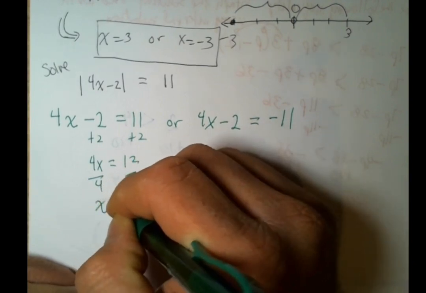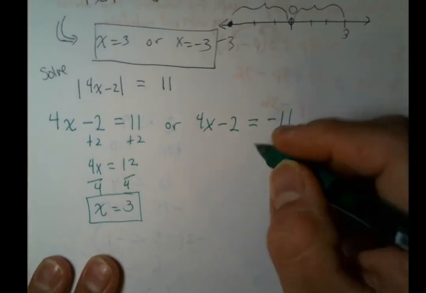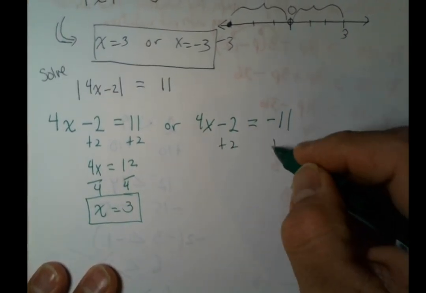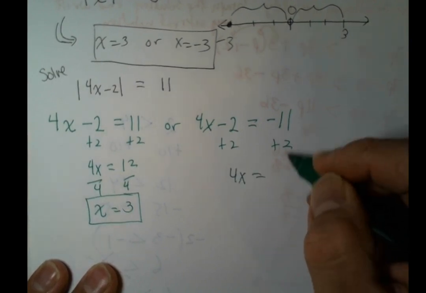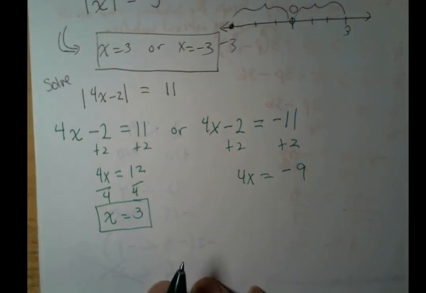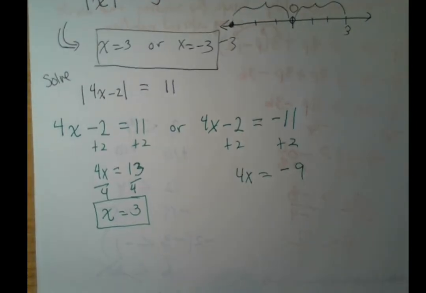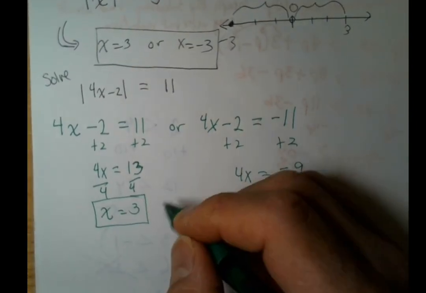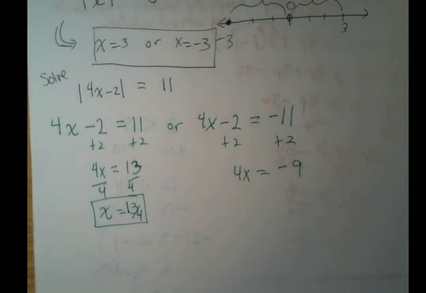And we get x is equal to 3. All right, so that's one solution. The next solution here, we add 2, and we get 4x is equal to, what is that, -9. Oh, excuse me, sorry, just working a little too fast here. Adding 2 is 13 over 4. Let me go over this one here. So we get 13 over 4. My apologies there.